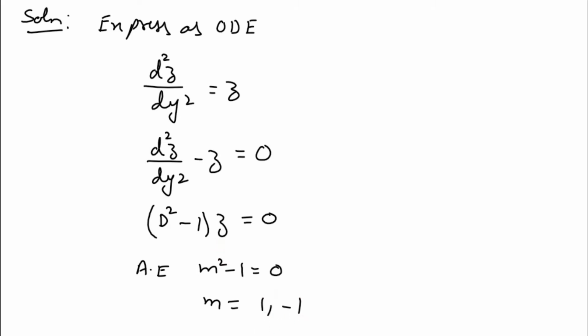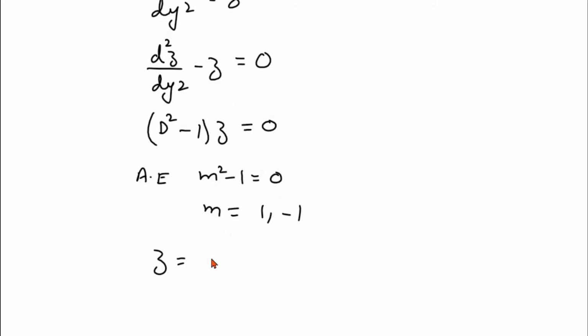Because it is a homogeneous equation, the complementary function itself will be the solution. The operator D in this case is d/dy, so the independent variable is y over here. So the solution should also be in the form of y. So it is z = c1 e^(y) + c2 e^(−y). That's the value of z you have.